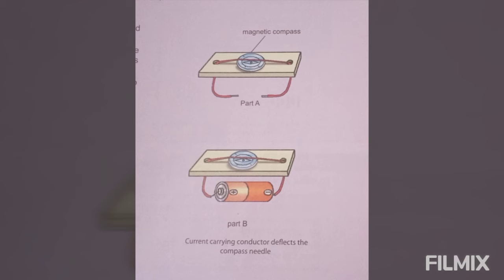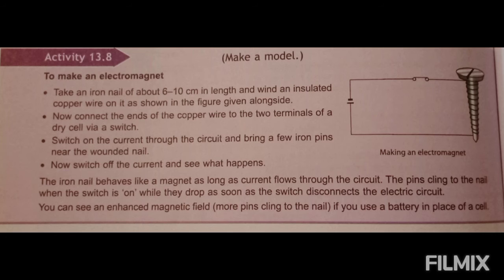Caution to be taken here is that do not keep the cell connected for longer than a few seconds. The wire gets extremely hot and the cell drains off rapidly. This is a disadvantage of this. Now we will study an activity to make an electromagnet.